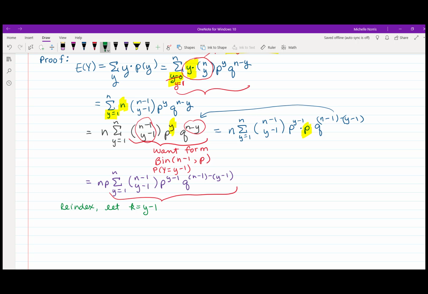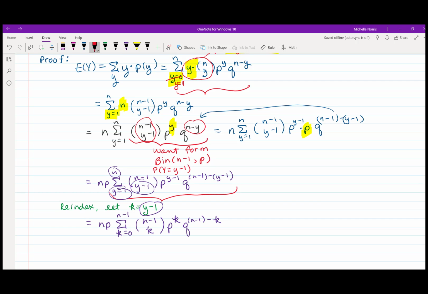Okay, if I do that re-indexing, I'm going to get still the n times p here, the sum. Before we had y equals 1, but if y is 1, then k is 1 minus 1 or k is 0. So k equals 0. For the upper limit, before I had y equals n, so k is going to be n minus 1. So sum k equals 0 to n minus 1. And then I'm going to have n minus 1 choose k, because I'm substituting. And p to the y minus 1 becomes p to the k, and this last factor becomes q to the n minus 1 minus k.